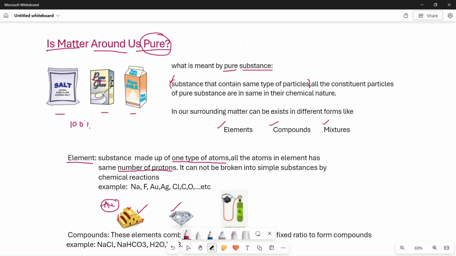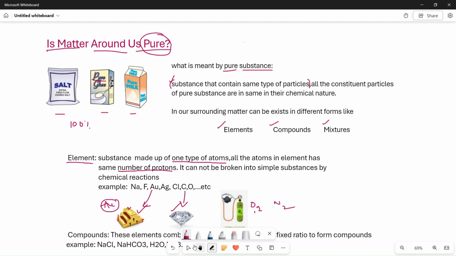In the same way, diamond has only carbon atoms in it, right? If you take an oxygen cylinder, it has only oxygen gas in it. That is a pure substance, an element you can say. In the same way, a nitrogen cylinder has only nitrogen gas in it. Wherever you take the sample, it represents only one type of molecule or atom or particle. Simply you can say atoms. So that is called an element.